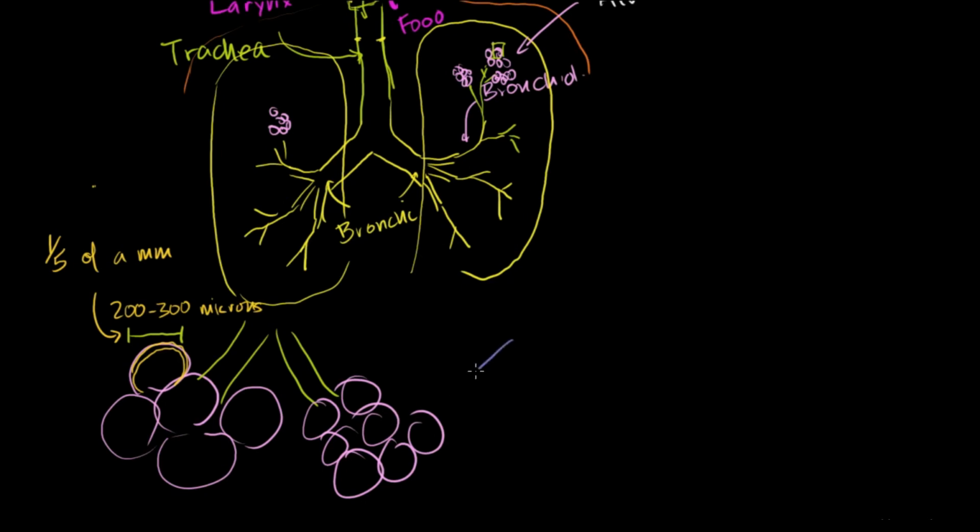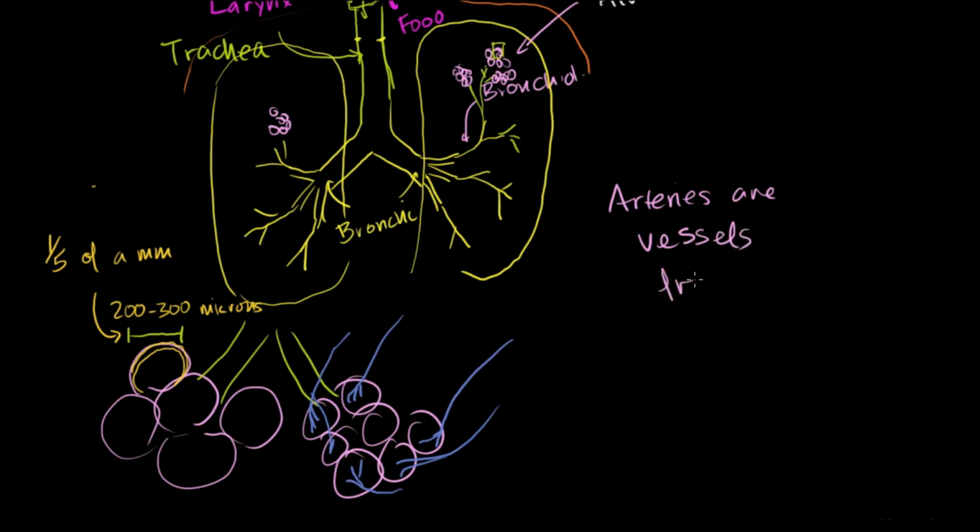So these are vessels that are coming from the heart. So this is blue. This blood right here has no oxygen in it, or it's been deoxygenated, or has very little oxygen in it. And the word for the blood vessels that come from the heart is arteries. Let me write that down. I'll review that again when we cover it in the heart. So arteries are blood vessels from the heart.